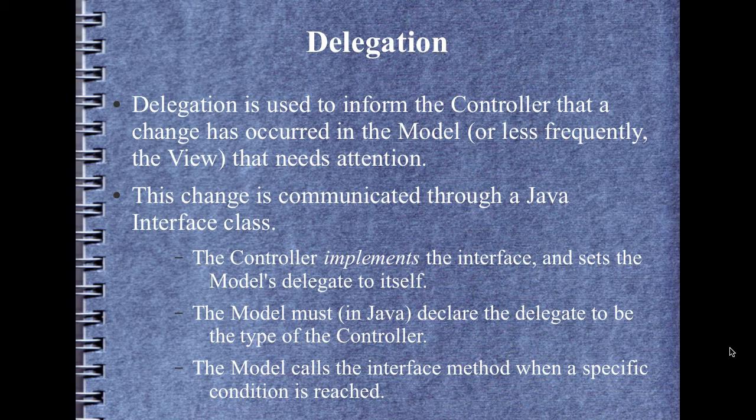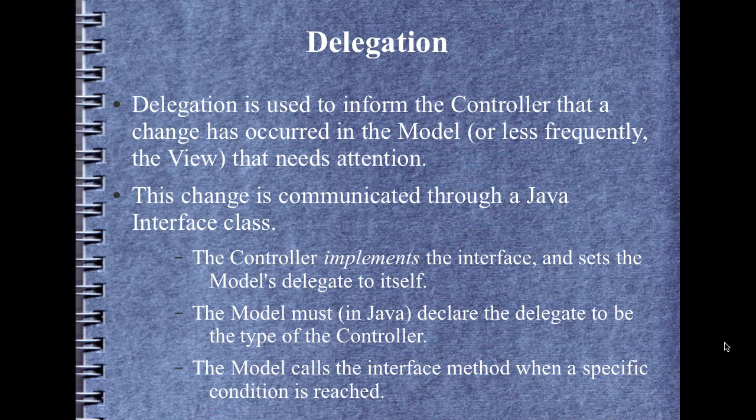So whenever we have one class doing something on behalf of another class, in this case, the controller doing something on behalf of the model, this pattern is called delegation, and we do it with an interface. So the model is going to call the interface method when a specific condition is reached.